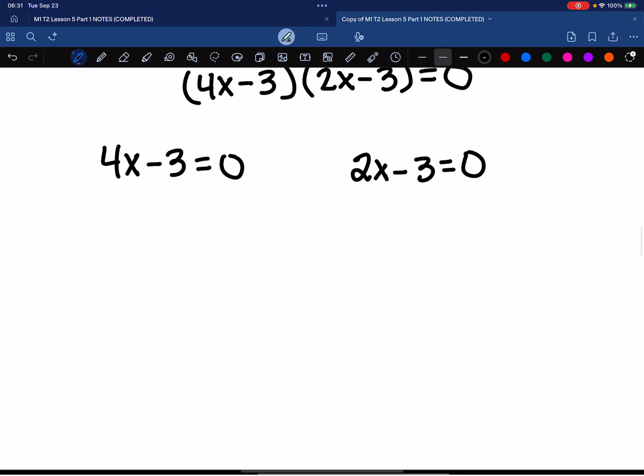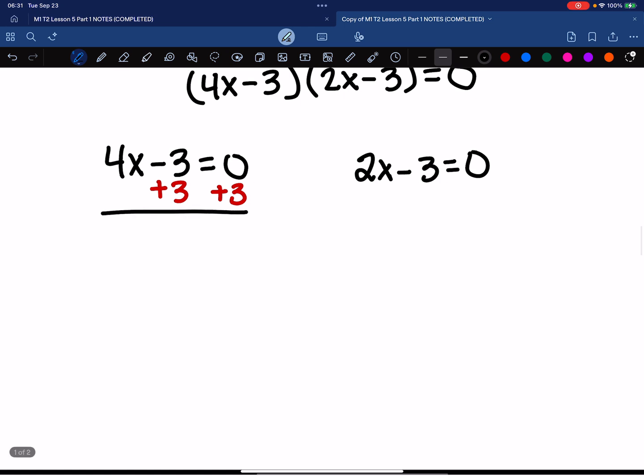And so we would get plus 3 plus 3. That would be 4x equals 3. Then we would divide both sides by 4. And so we get an x value that is 3/4.